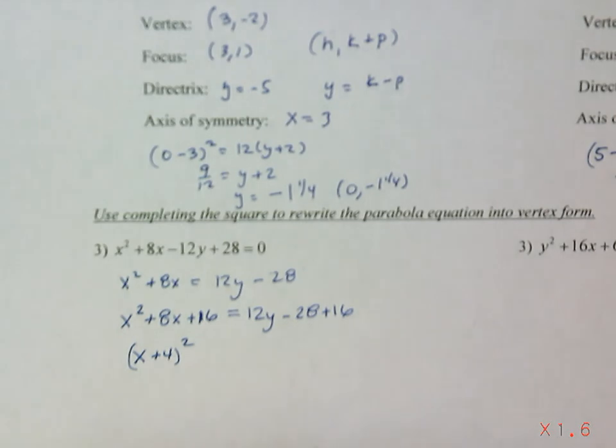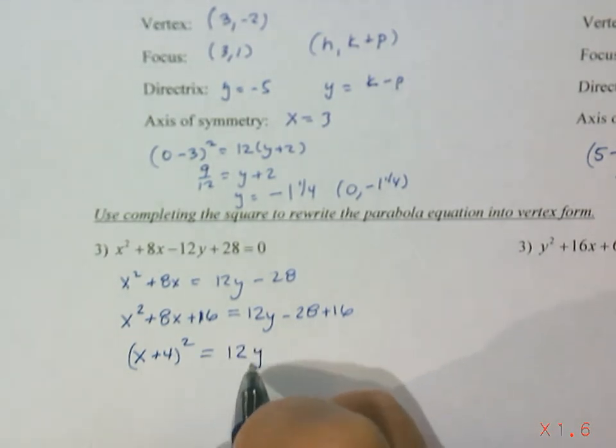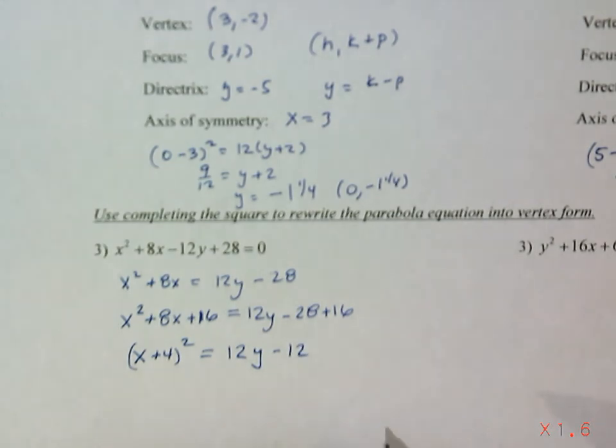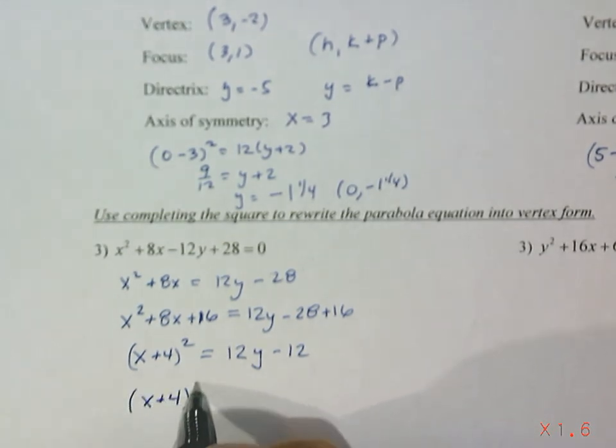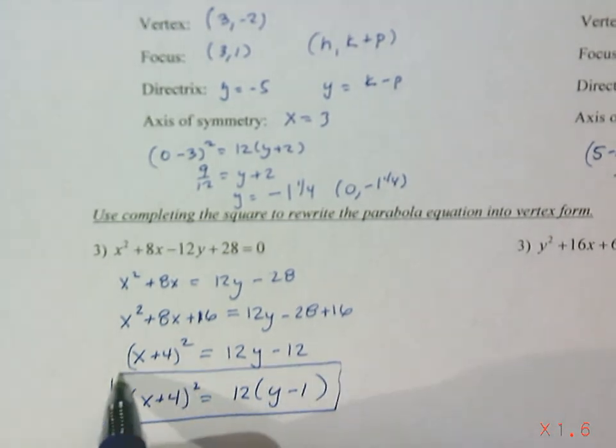On this side, I can combine like terms. So negative 28 plus 16 is going to be negative 12. So this is going to be equal to 12y minus 12. I'm almost there. I want to get this in the vertex form with the h and k, and I can easily find all the information. And you'll notice I have a greatest common factor, which is a 12. So I'm going to write x plus 4 squared equals 12 times y minus 1.